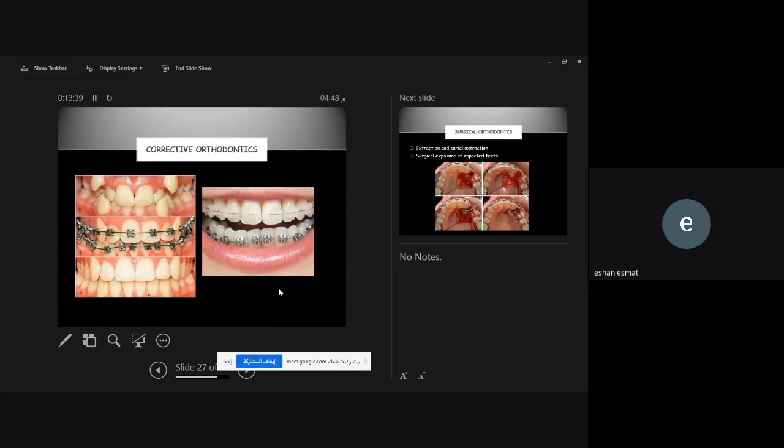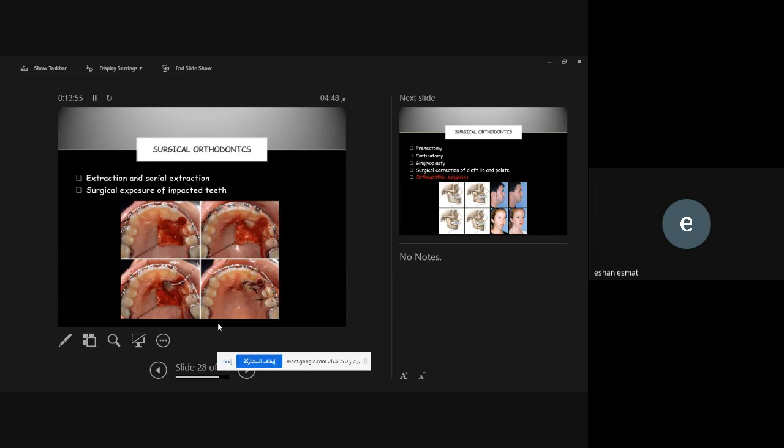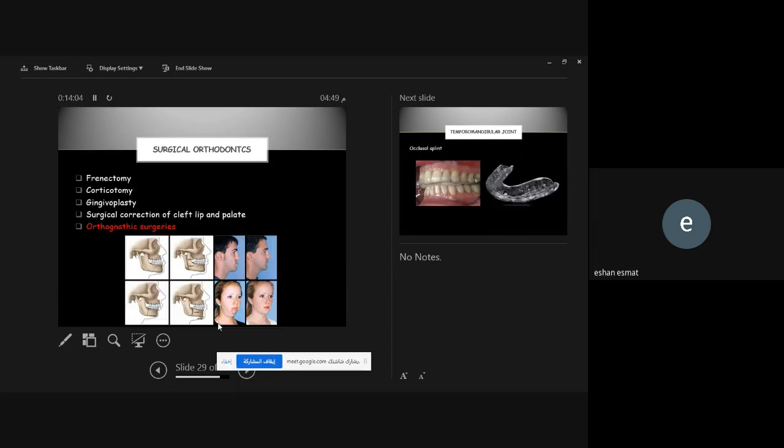Corrective orthodontics is fixed orthodontic treatment. You see here they have crowding, they need expansion, and they need brackets fixed to straighten the teeth. Also, there is surgical orthodontics: surgical extraction or serial extraction, surgical exposure of the impacted teeth, or a frenectomy, corticotomy, gingivoplasty, or surgical correction of cleft lip and palate.